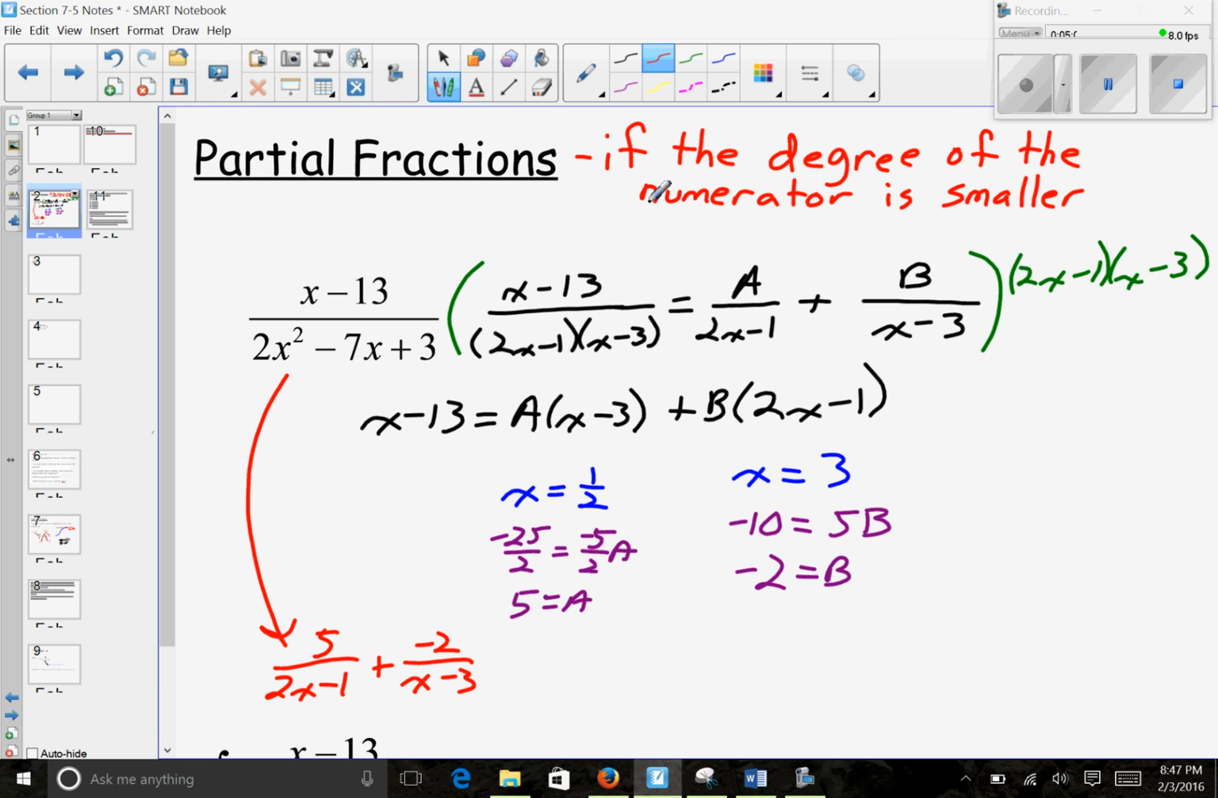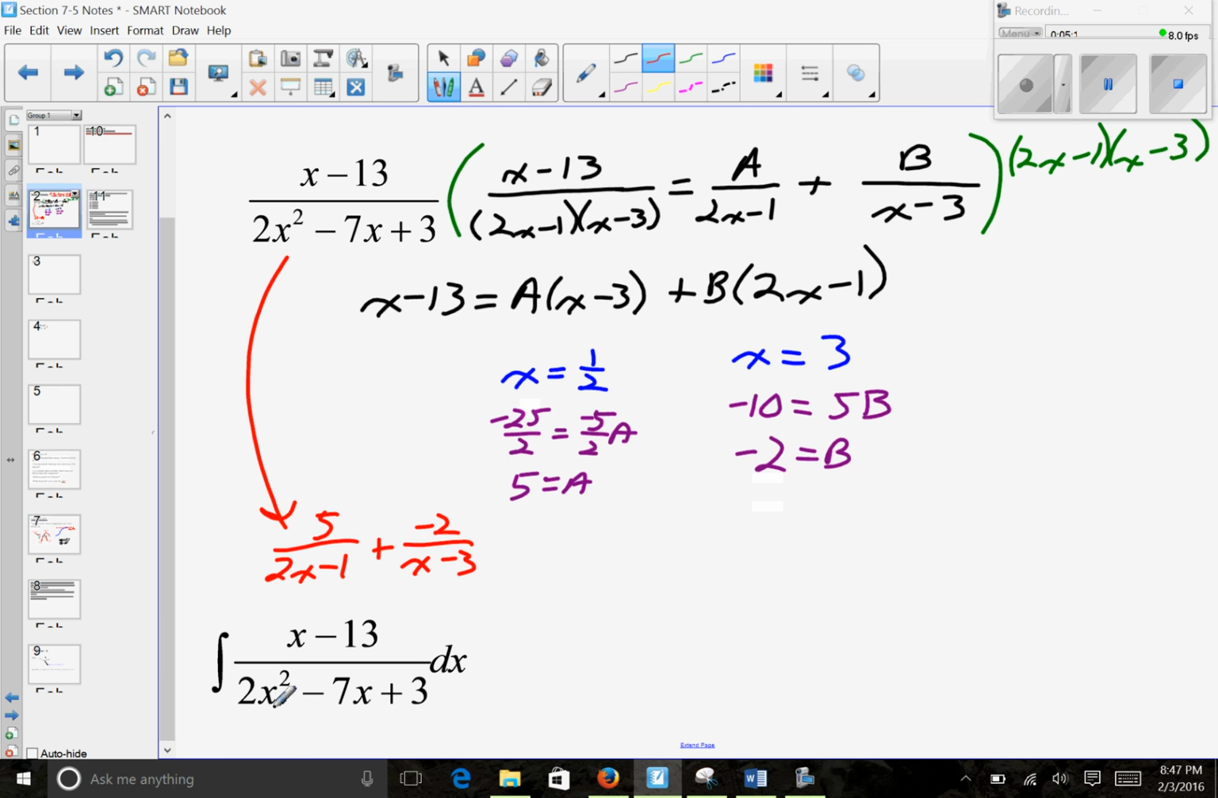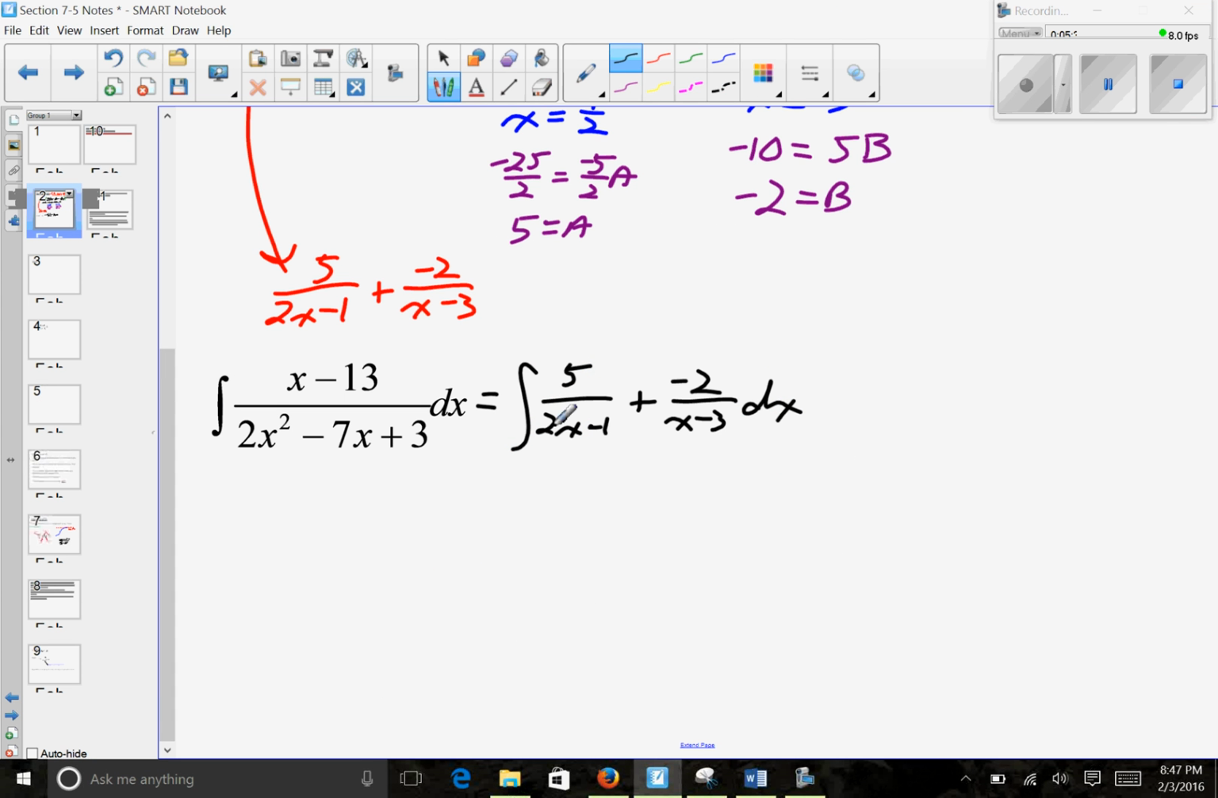Please note the little note I had at the top here. Partial fractions only works if the degree of the numerator is smaller. The degree on top is 1, the degree on bottom is 2, so partial fractions work. And we already did this partial fraction. So this is going to be the same as the integral of 5 over 2x minus 1 plus negative 2 over x minus 3 dx. What we can do here then is split this up into two integrals, because the sum and difference property for integrals says I can split this up. So this would be the integral of 5 over 2x minus 1 dx plus the integral of negative 2 over x minus 3 dx. Now these are easier integrals for us to work with.